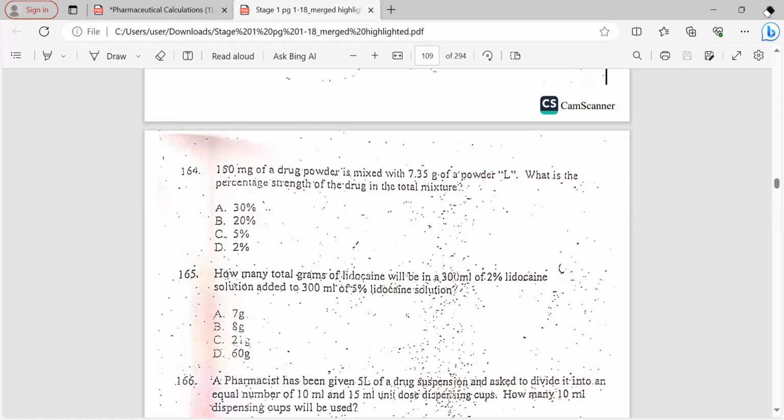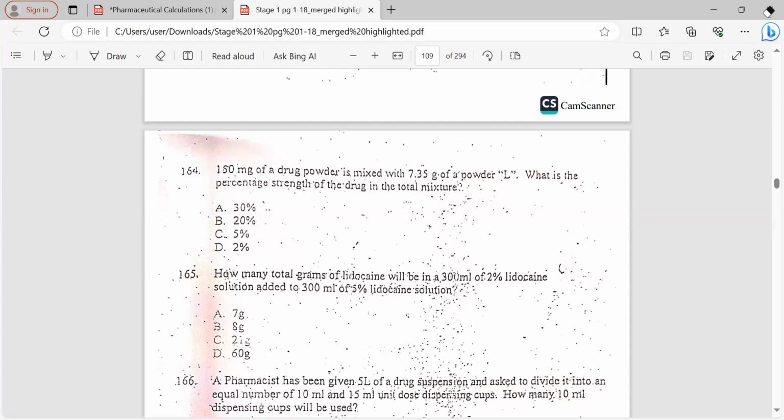Wait, moja ni grams, zingine ni milligrams. Sasa unaona hivyo let's not do that in the exam. So we need to convert the 150 milligrams to grams. So that 150 milligrams to grams inakuwa ngapi? Tano ni convertia. 0.15. So that's the whole weight of the whole mixture.